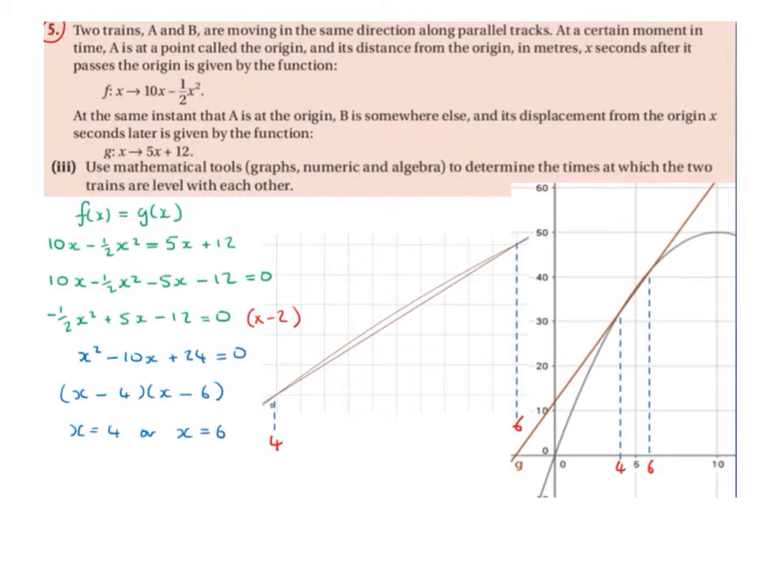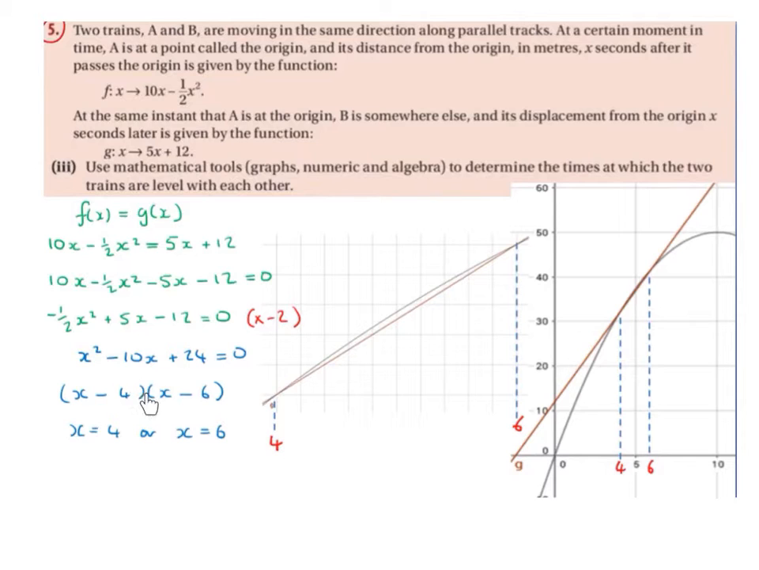Then we simplify by putting the 10x and the minus 5x together, giving us plus 5x. So we get minus a half x squared plus 5x minus 12 equals 0. We don't want minus a half x squared, we want x squared. So we're going to multiply across by minus 2 to get rid of the minus half. So minus a half x squared by minus 2 is x squared. 5x by minus 2 is minus 10x. And minus 12 by minus 2 is plus 24.